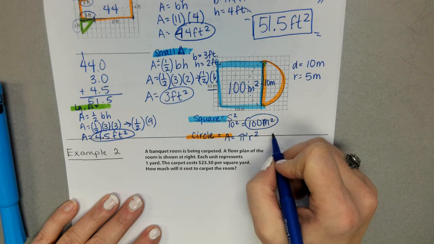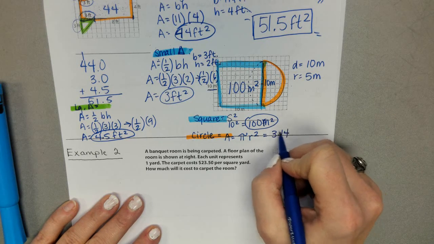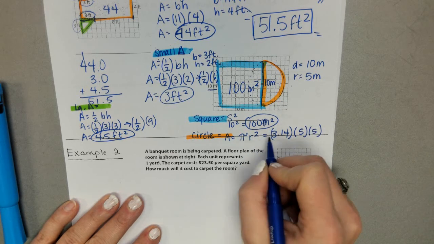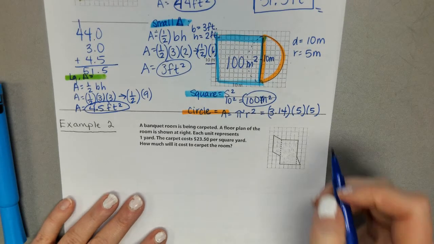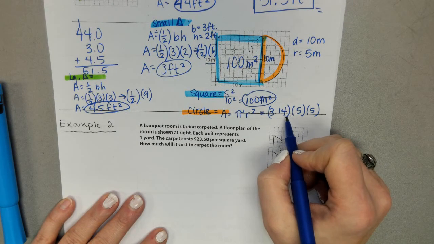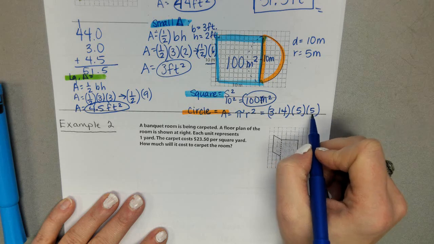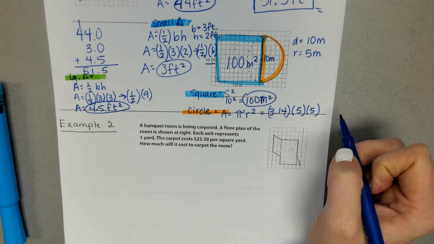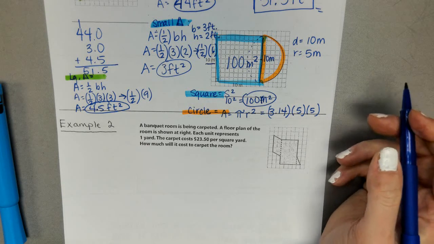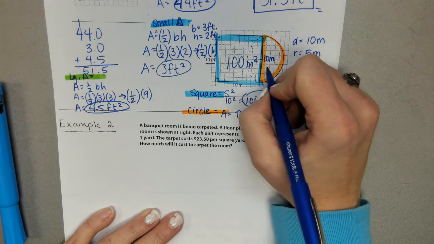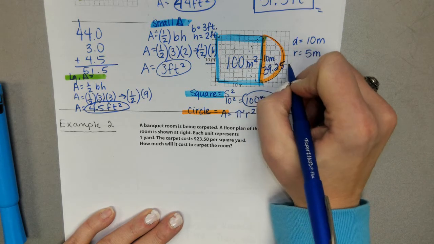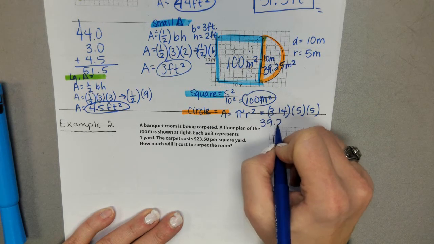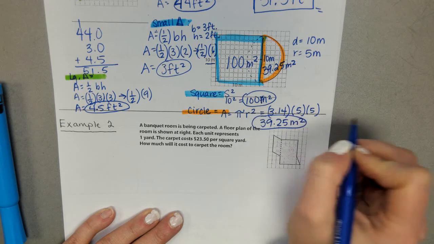So we're going to use 3.14 for pi times 5 times 5, because that's what this means. Radius squared is the radius times the radius. So 3.14 times 5 times 5. Alright, I'm going to save you some time. You could do that math if you needed to. You could do 3.14 times 25. It's going to give you 39.25 meters squared. Okay, so 39.25 meters squared is the circle.